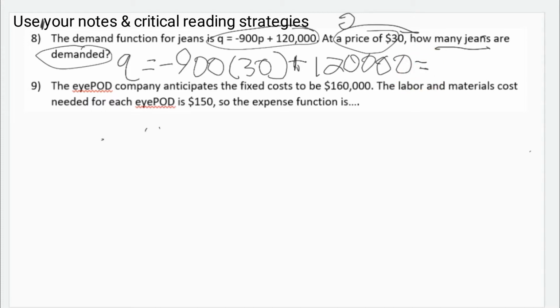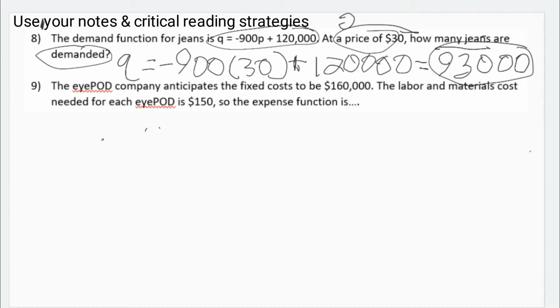We substitute that all in. Remember, it's going to be negative 900, so keep track of that negative sign. And make sure you have enough zeros. So I get 93,000. So 93,000 jeans are demanded when the price is $30.